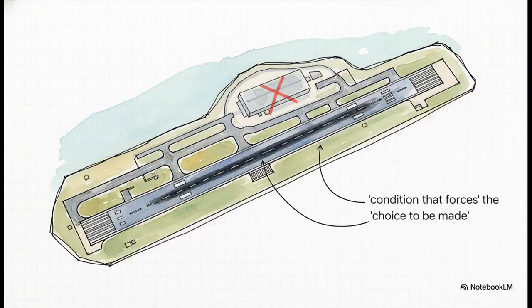And the answer is, of course, scarcity. But why? Well, because the limited land is the condition that forces Heathrow to make a choice between the 2 options. You see how those keywords from the definition apply perfectly to the real world?